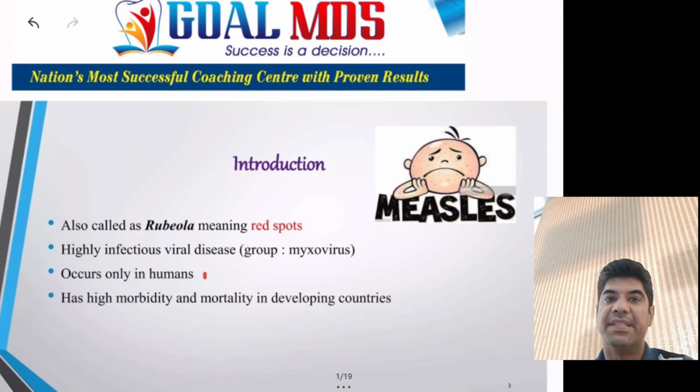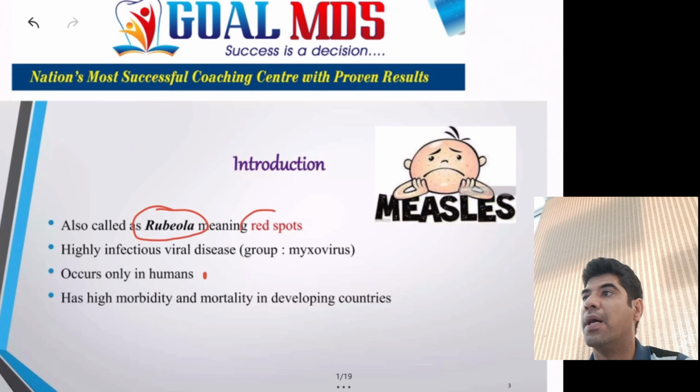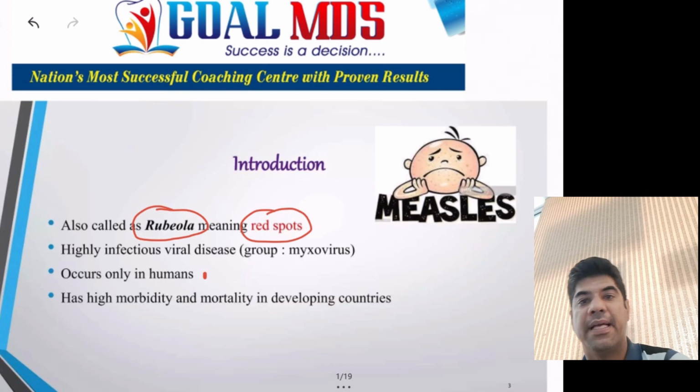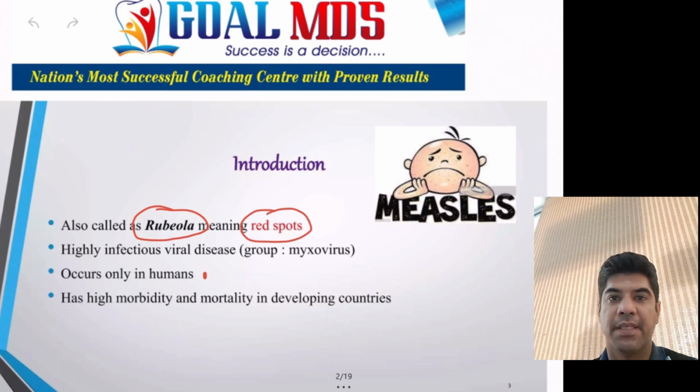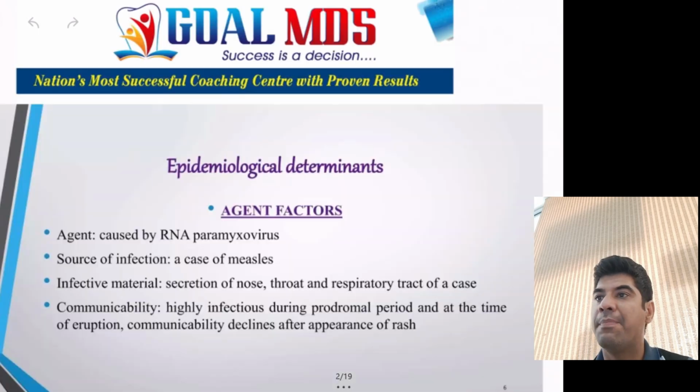The next is measles. Measles is also known as rubeola. Remember, the other name of measles is rubeola, which means the red spot. It is a contagious viral infection that is caused by which virus? Measles virus.